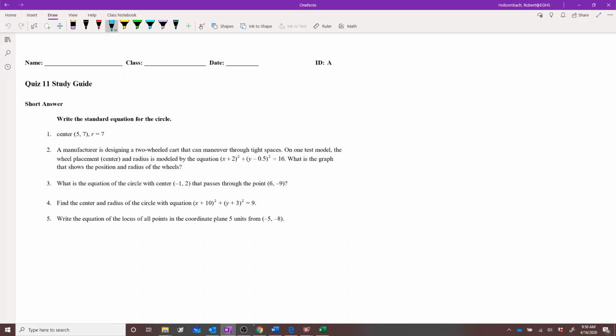Today we are going to discuss the Quiz 11 Study Guide. As you've noticed, we've shortened up the number of assignments, and we're going to shorten up the size of our quizzes so we can give everybody an opportunity to get caught up in this crisis that we're going through right now. So here we go. Let's get started on this.